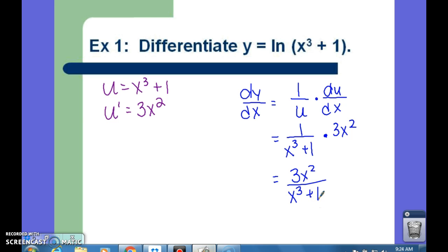So it's the inside stuff that always goes into the denominator, and then the numerator is the derivative of the inside. So the inside stuff doesn't change. It just becomes your denominator, and then you multiply by its derivative. It's like a chain rule in a way again, but the rules are a little different because natural log becomes 1 over whatever the inside stuff is.